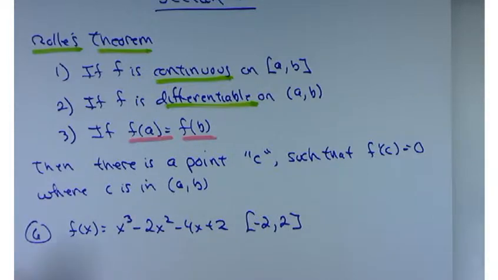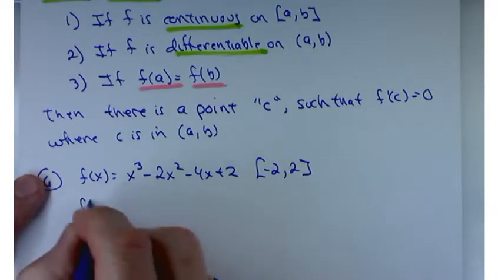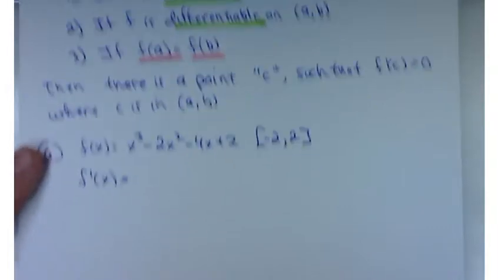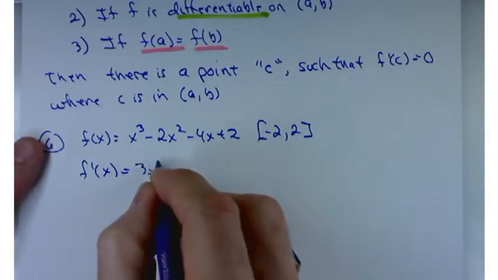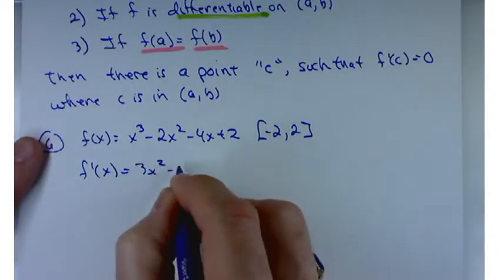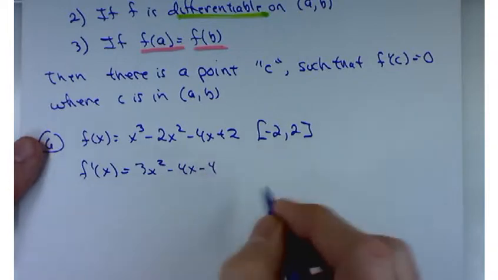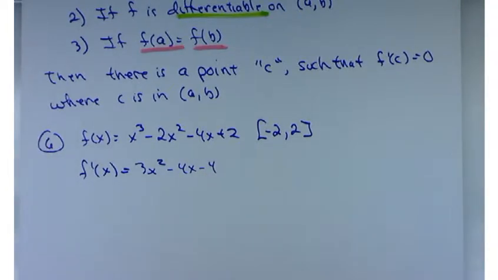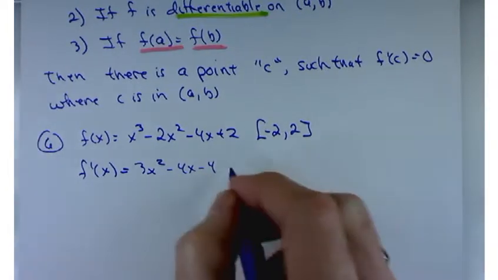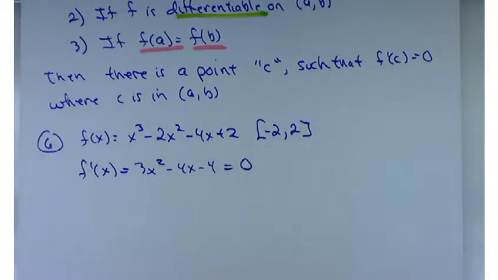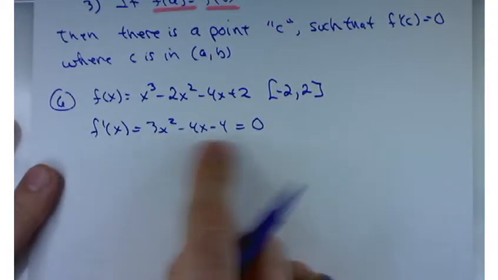So let's find that point for this particular function. F prime of x is going to be 3x squared minus 4x minus 4. And we want to find where this is equal to 0. Oh, boy. So I'm always torn with these because I'm never really good at factoring these things.